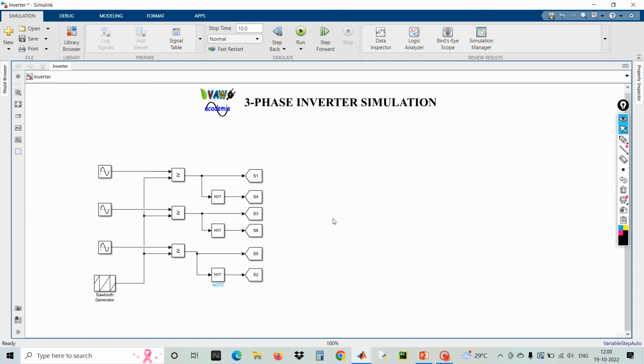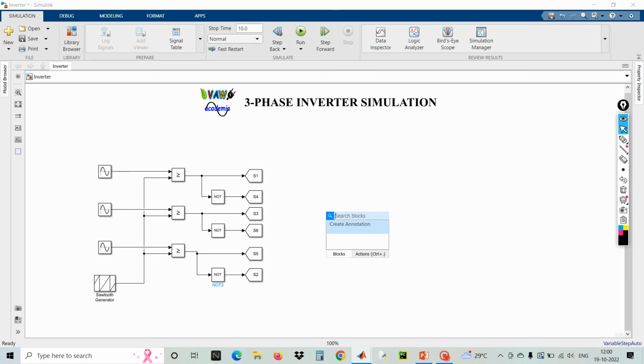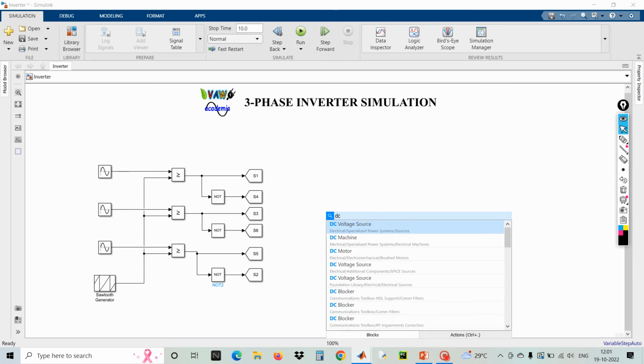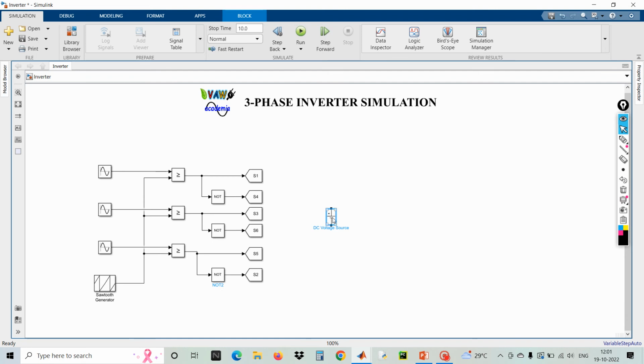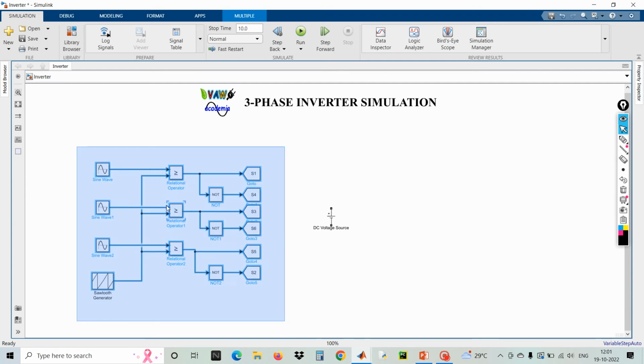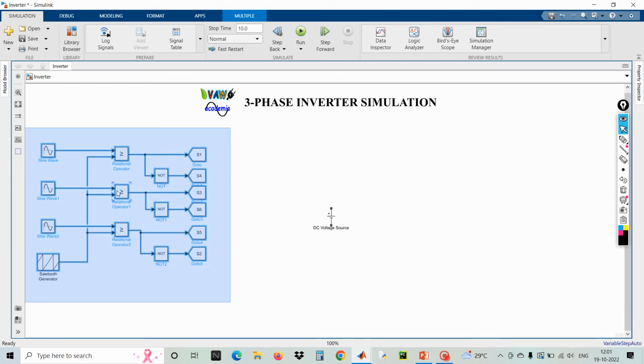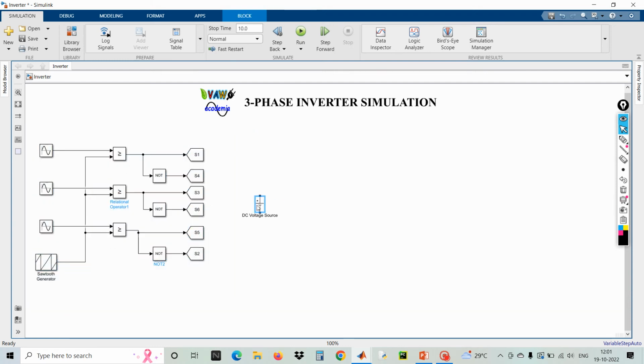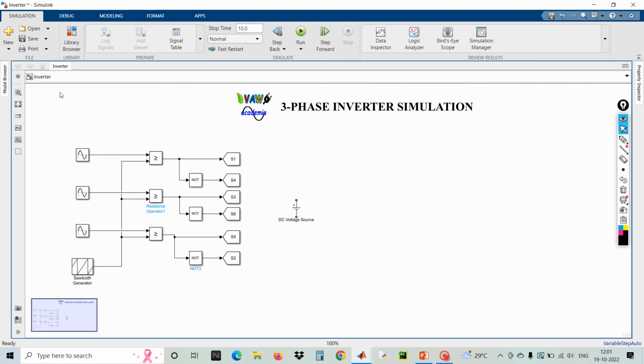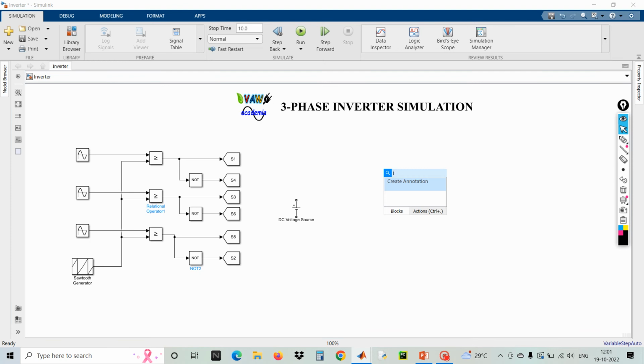I need a DC power supply. Actually, an inverter is nothing but a conversion of DC to AC. So I need a DC voltage source. That will be my input. And then I'm going to use six switches, that is, IGBTs.